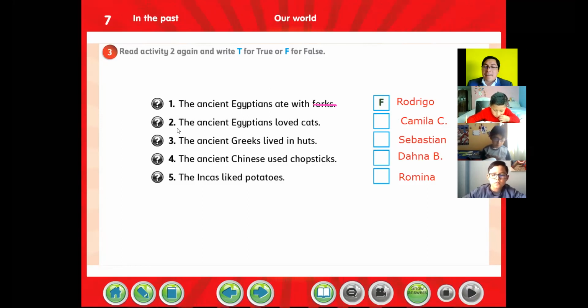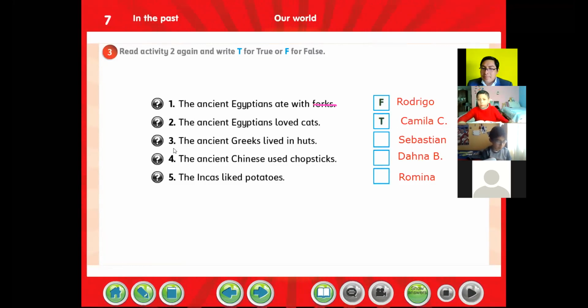Camila Contreras. Yes, teacher. Read number two, please. The ancient Egyptians loved cats. Yes. True. Very good. It's true. Sebastian, please. Number three. The ancient Greeks lived in huts. Look, it says Greeks, in huts. False. They lived in houses. The ancient Greeks, no huts.